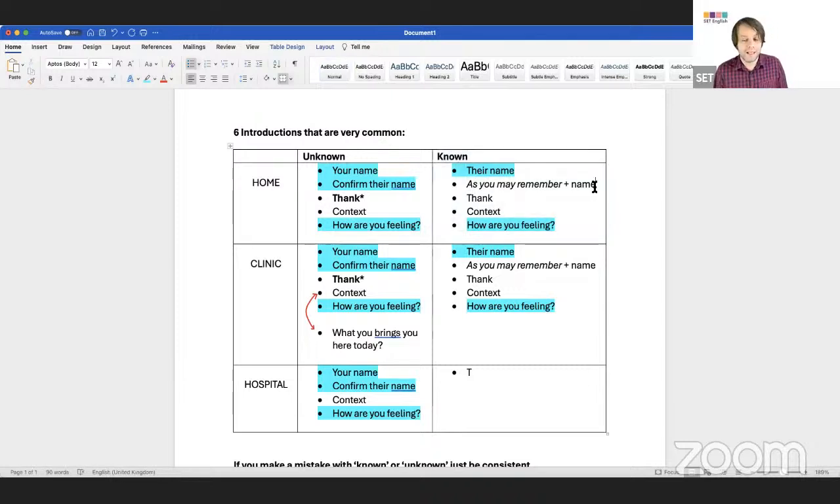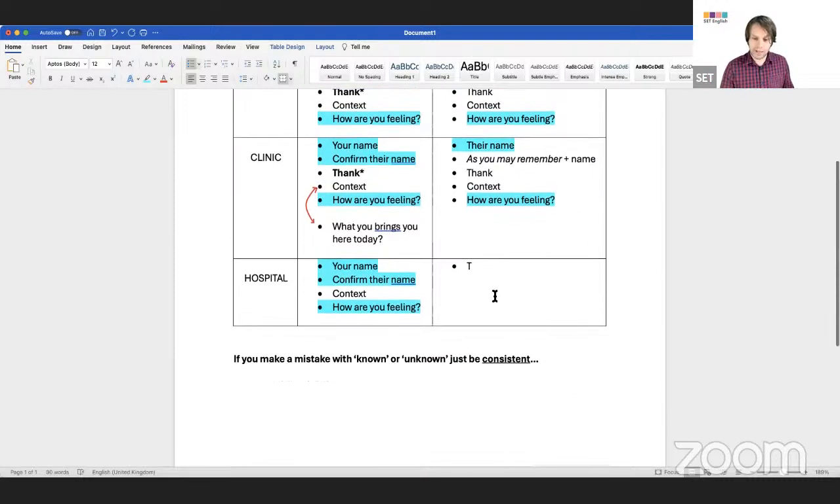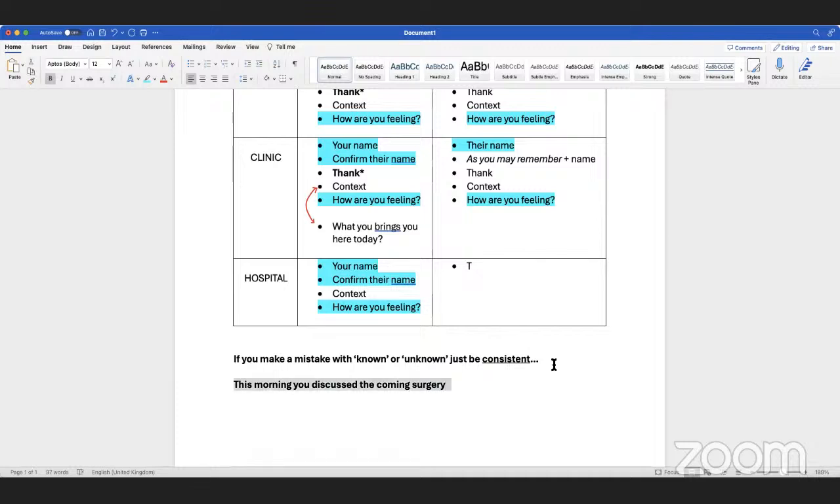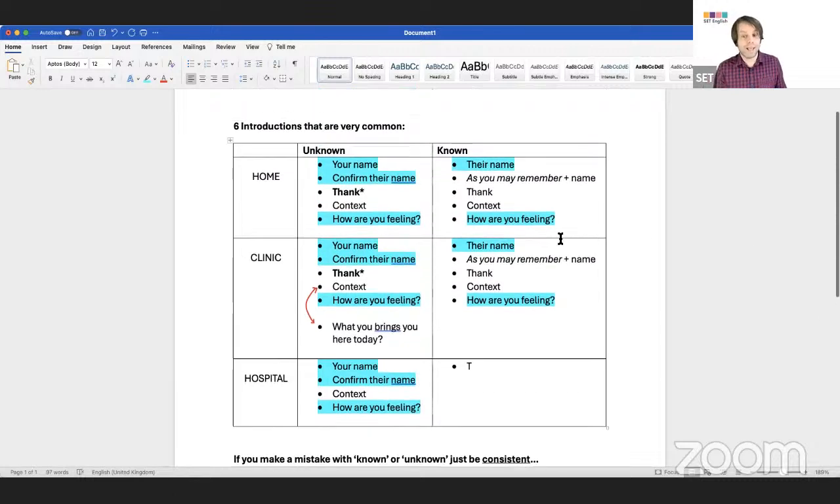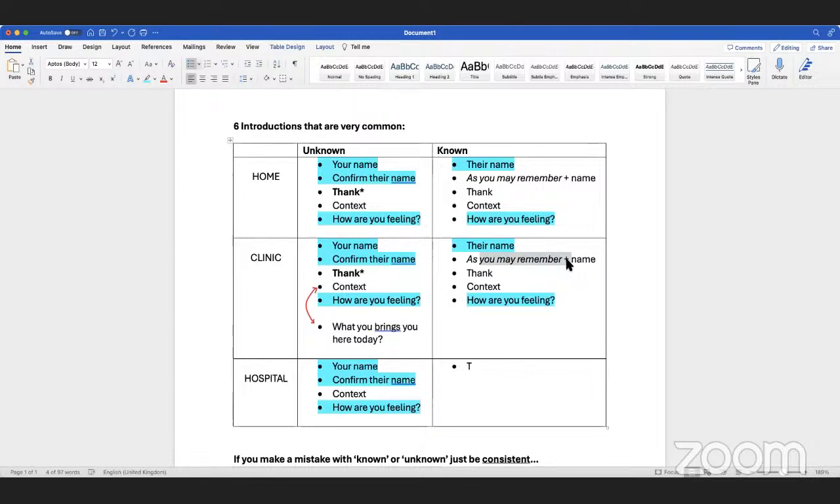But what we're saying, Khalida, is sometimes in the card, it might say, imagine, for example, "This morning you discussed the coming surgery." Okay, so do you know the patient or not if it says that? Yes, I know. So if it was this morning, you can say, "As you may remember," or you can say it's me again. How are you feeling? You can just leave it, right?